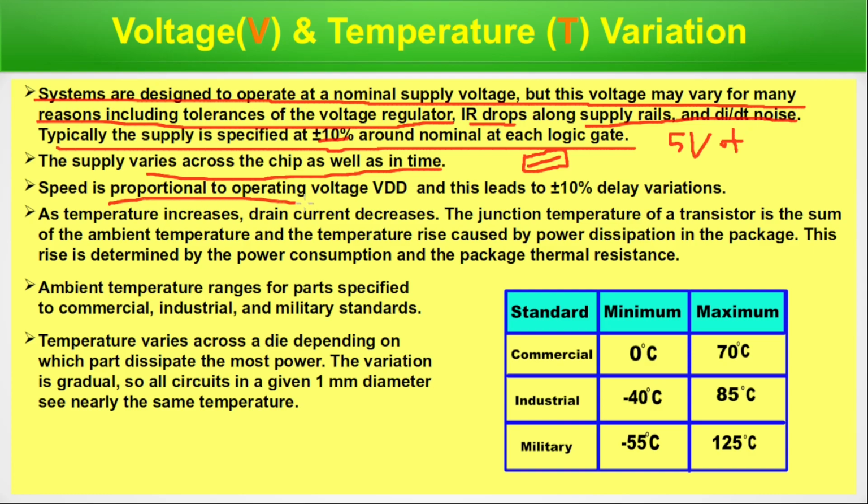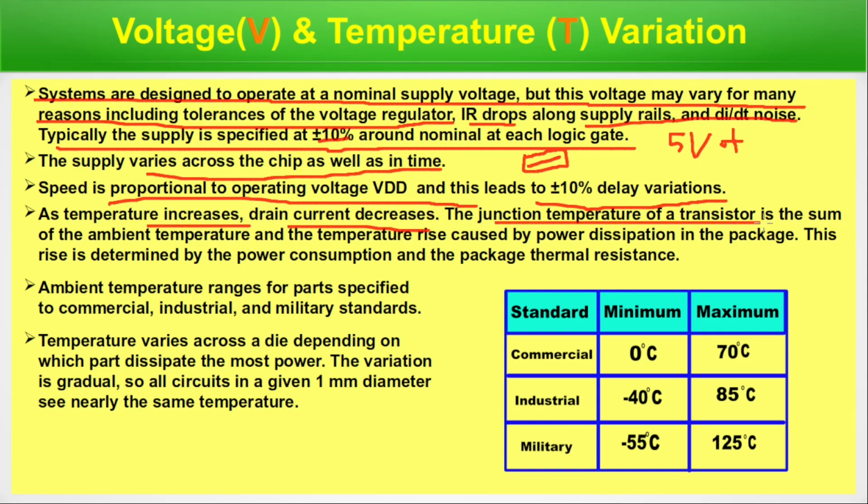Speed is proportional to operating voltage VDD, and this leads to plus or minus 10% delay variation. Speed is proportional to VDD, and this supply voltage, which comes as VDD, has 10% variation. So speed also has 10% variation. The opposite of speed is delay. If speed is high, that means delay is less. If speed is less, then delay is high. So delay, in other terms, is also varied by plus or minus 10%. As temperature increases, drain current decreases.